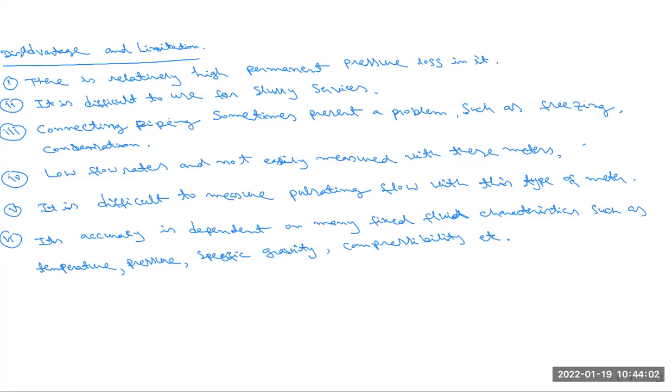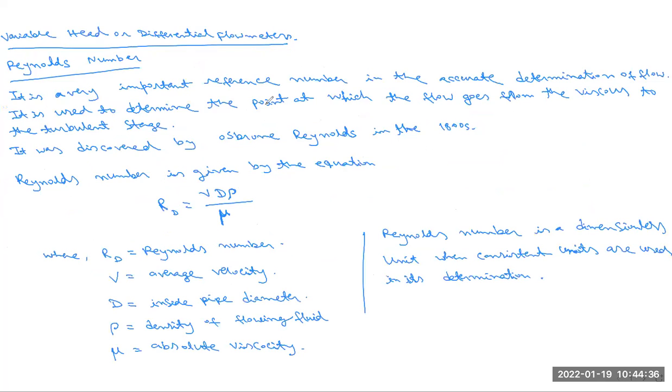Its accuracy is dependent on many fixed fluid characteristics. So when you use different fluids in different forms, you have to follow the temperature of the fluid, or pressure, or specific gravity, or compressibility. These are the different characteristics you have to follow to see whether the system is working accurately or not. So these are the basic disadvantages or limitations for the variable head type or differential flow meter type.